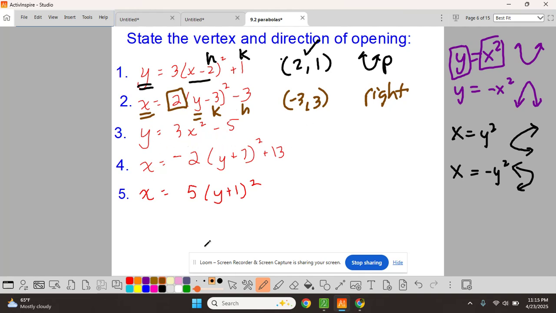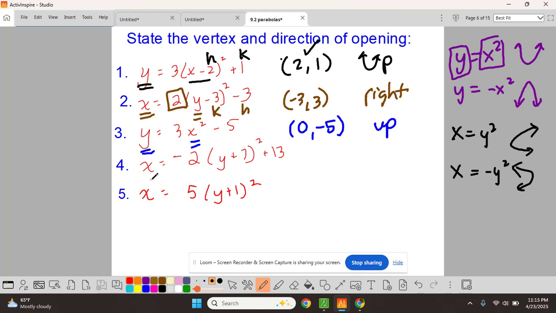Next, this one here is y equals 3x squared minus 5. Y is by itself, x is squared, so you know it opens upward. And since this one here has no movement to the left or right, the x coordinate will be 0, but it will go down by 5. I want you to pause the video and try to check if you can do number 4 and 5 correctly.